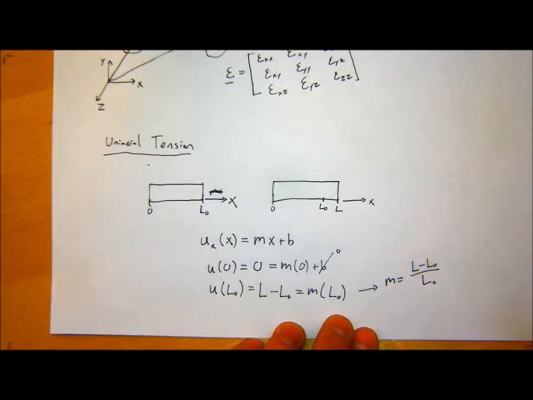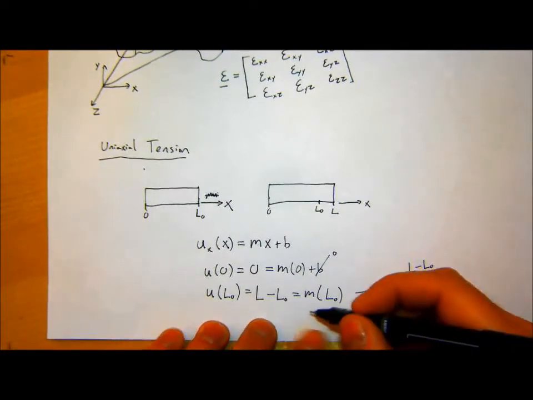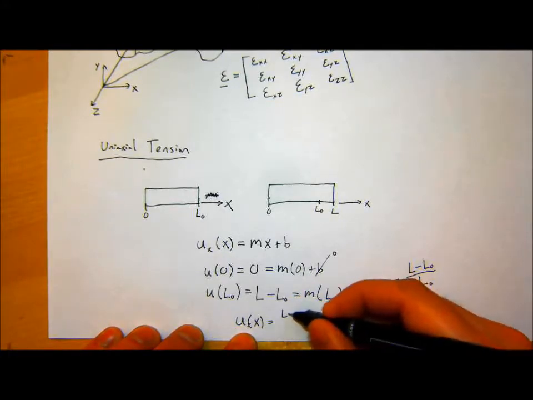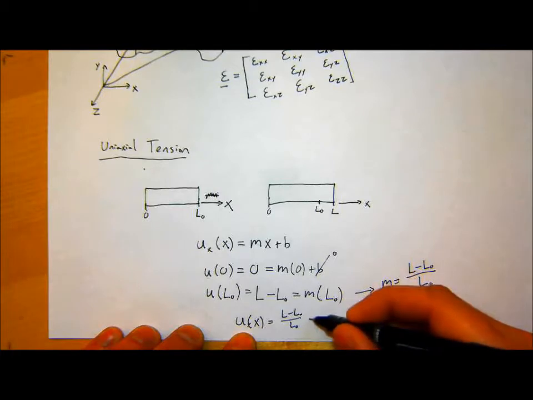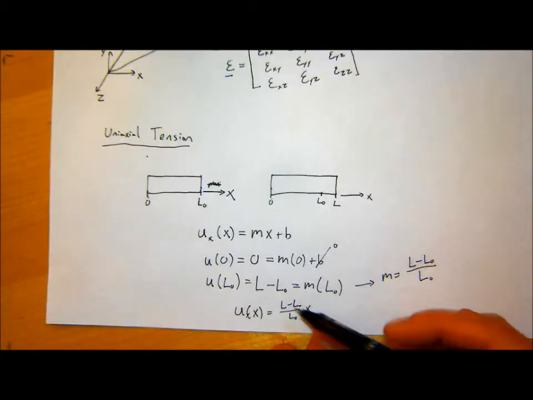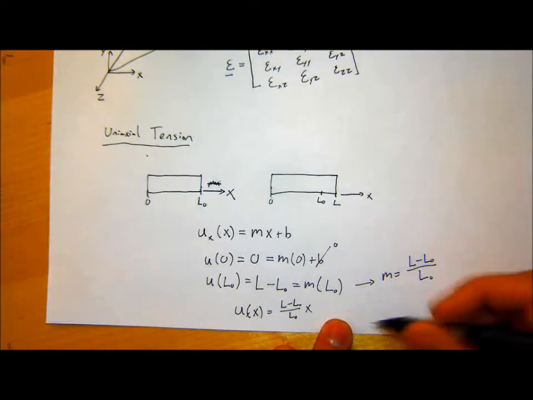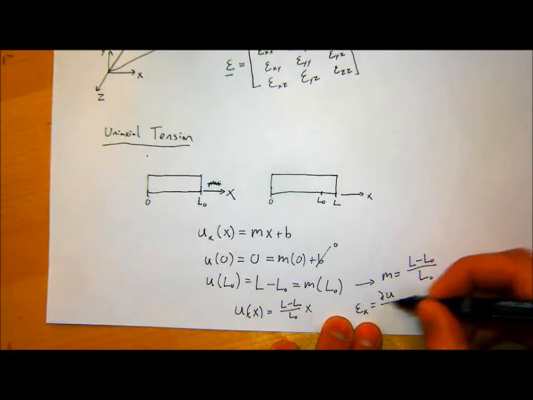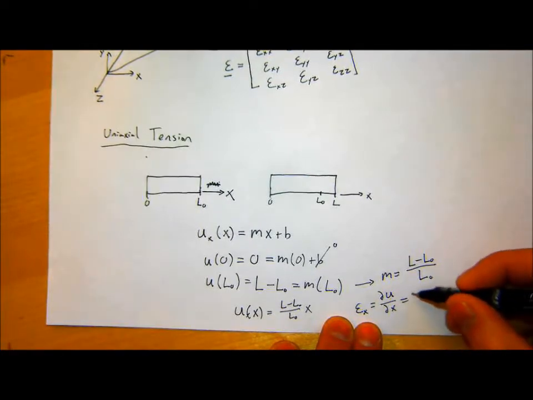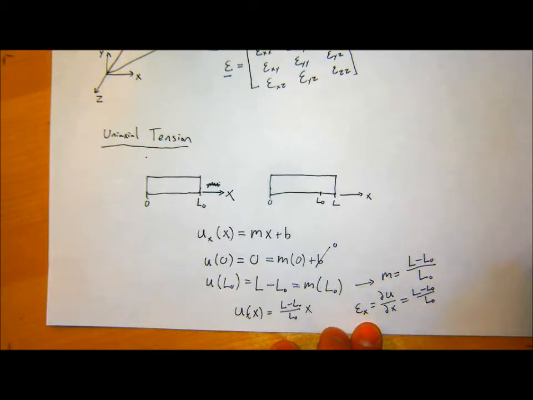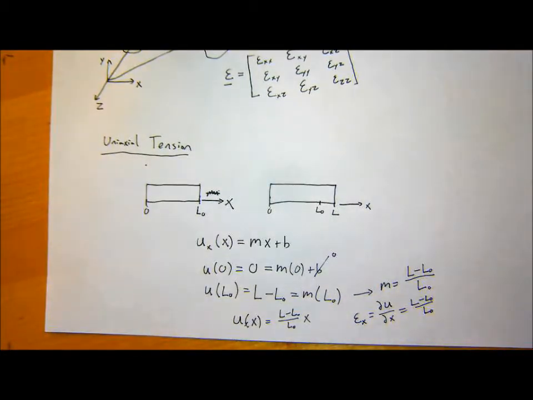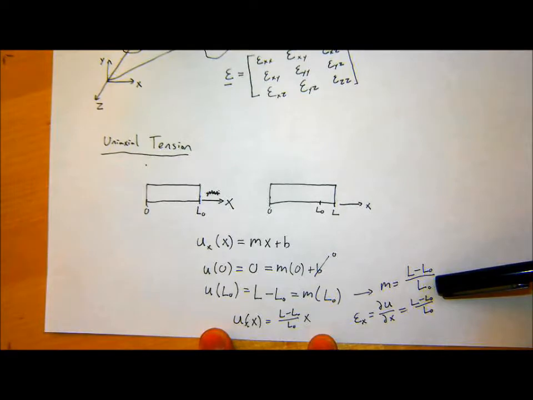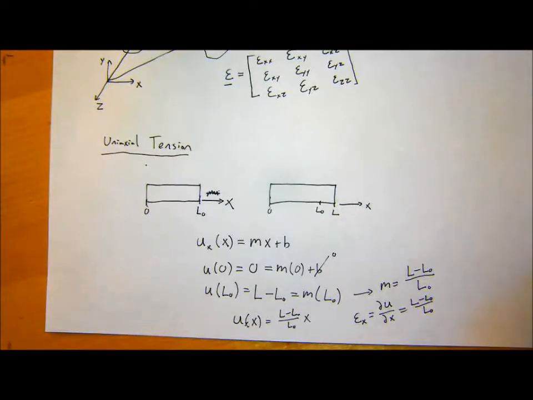Now I see that u of x is equal to L minus L naught over L naught times x, which you should be able to recognize as the strain component for uniaxial stress. I can then say epsilon x is the derivative of u with respect to x, which is equal to L minus L naught over L naught. So this is a very simple example, and we see that it comes from the derivative. Let's think about a different type of example now.